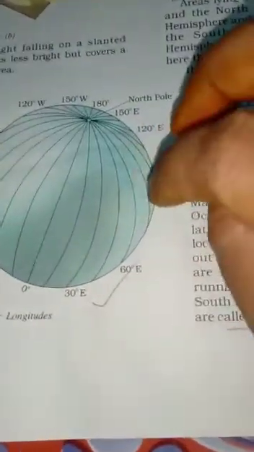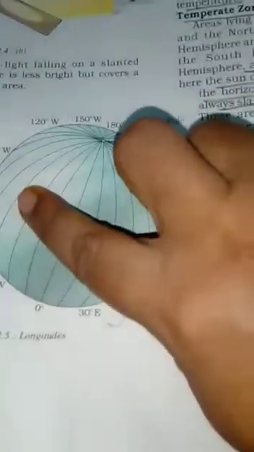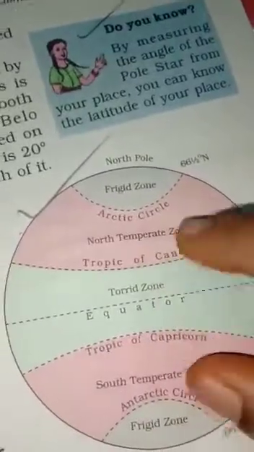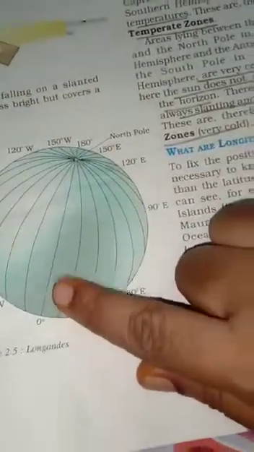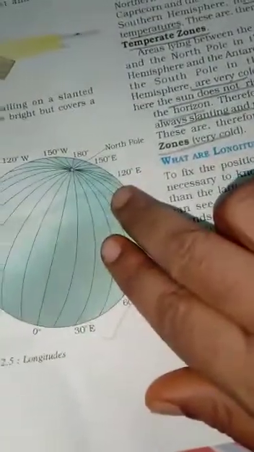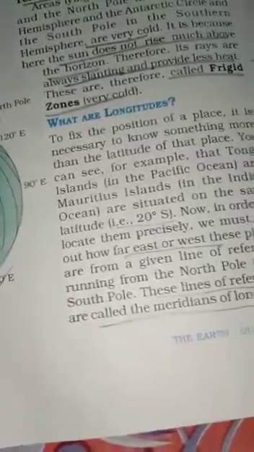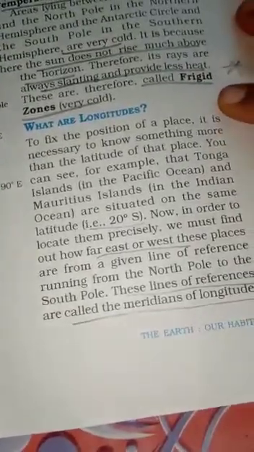So 0 degree and 180 degree divide the earth into two hemispheres again: this is the eastern hemisphere and this is the western hemisphere. With the help of the equator we made two hemispheres, the northern hemisphere and the southern hemisphere. And with the help of the 0 degree longitude, we again divide the earth into eastern and western hemispheres. These reference lines are called meridians of longitude. This is known as the meridian of longitude.